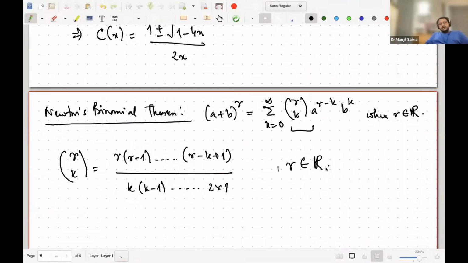And this is actually not different from the definition when r is a natural number. Just instead of writing it in terms of factorials, I have written it in terms of products. So irrespective of what r is, you can always find this product. So this is Newton's binomial theorem.